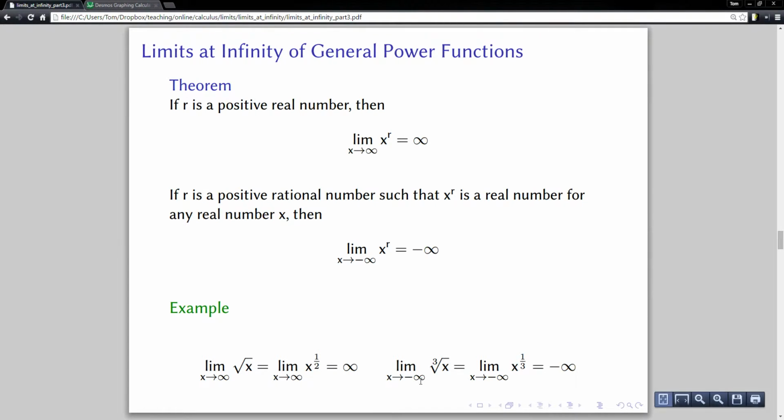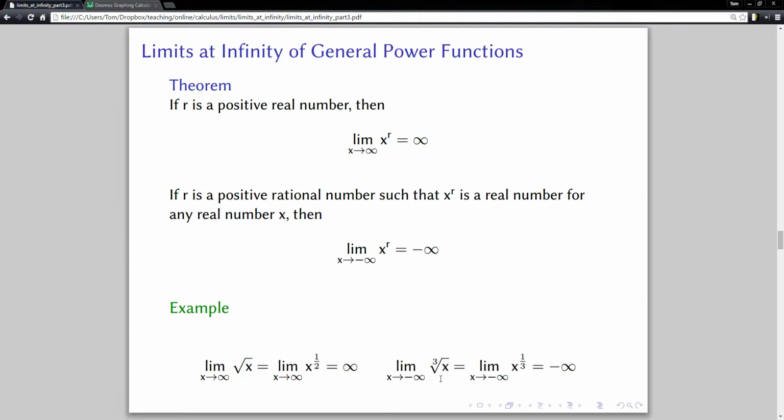Here we have the limit as x goes to negative infinity of the cube root of x. The cube root, being an odd root, has no issues with taking the cube root of a negative number. So that's sort of what they're alluding to right here: if x to the r is a real number for any real number x. That wouldn't be true for, say, x to the 1/2. So we couldn't even really take the limit as x goes to negative infinity of x to the 1/2 in this class. We would just avoid that, because the square root of a negative number would be a complex number, which this class doesn't deal with.